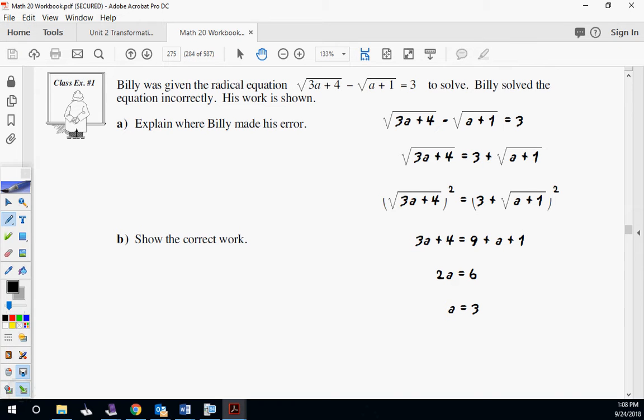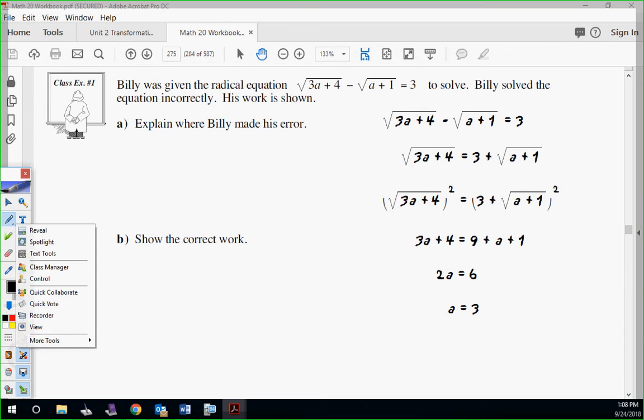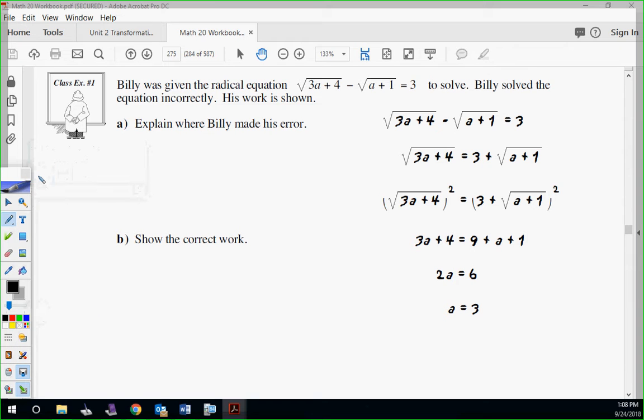It says, Billy, given the radical equation, root 3a plus 4 minus root a plus 1 equals 3, solved incorrectly. His work is shown. Explain where he made his error. I'll go ahead and pause the video. Take a look and see where you see the error that he made. All right, so where's the mistake?